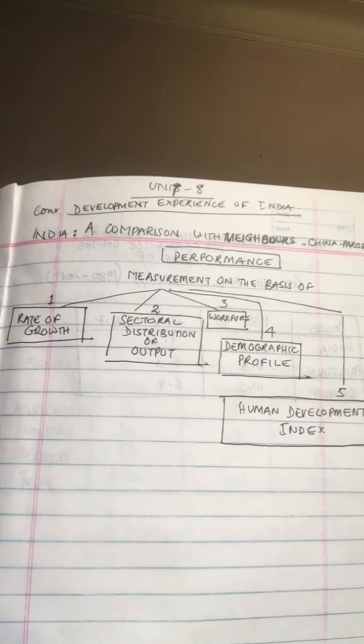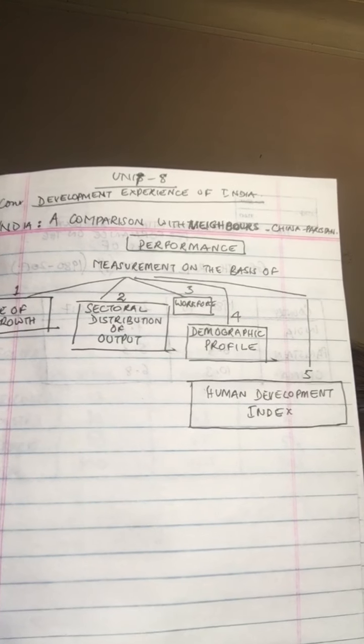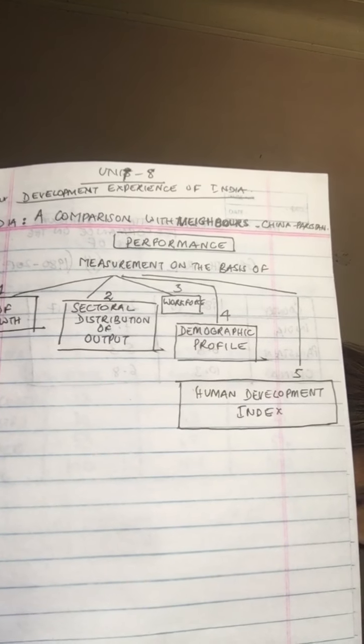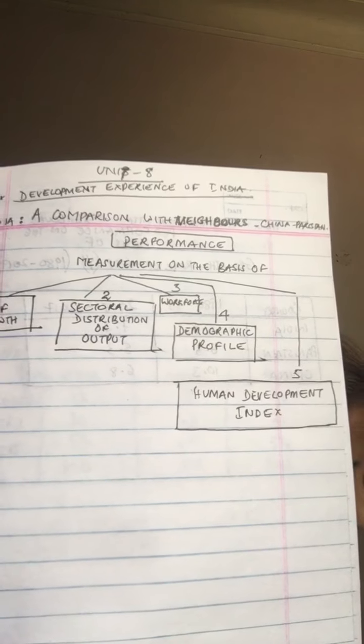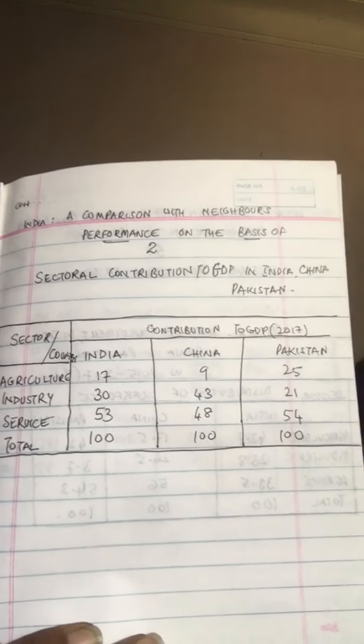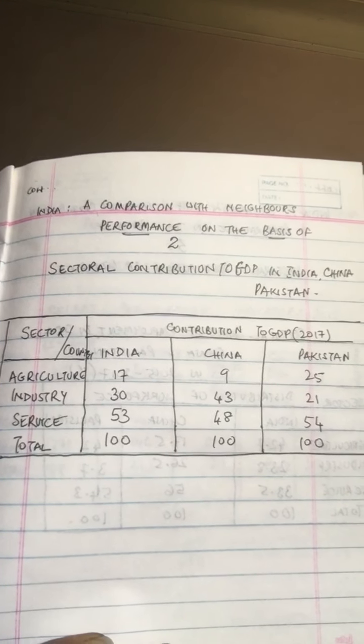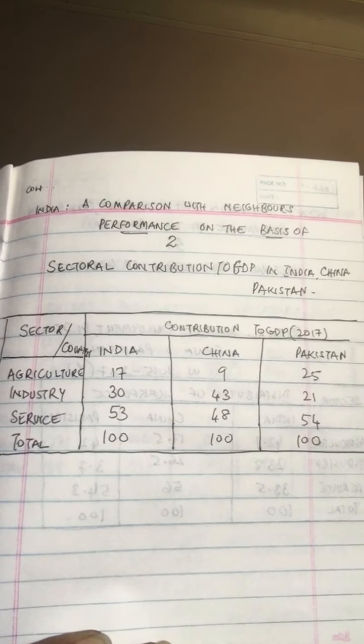So the second one we are going to talk about is the sectoral contribution. So let me just tell you what it is. In this we are going to talk about what the sectors are: primary, secondary and tertiary. So just take this before this is the one. Yeah. So sectoral contribution to GDP in percentage terms, 2015-17.